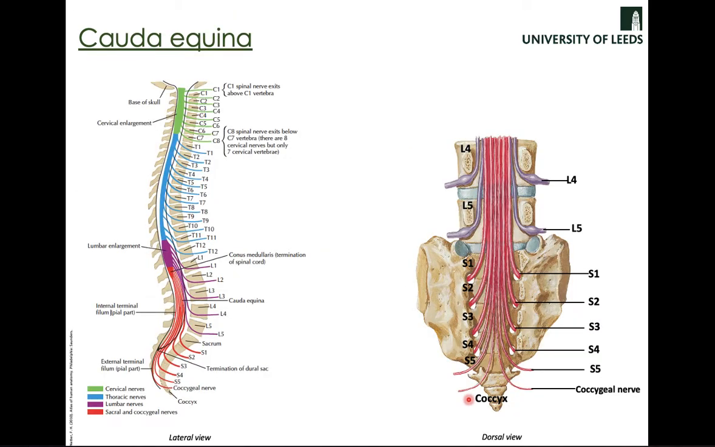So here we have another view of that cauda equina. We can see that it's really those lower lumbar, sacral and coccygeal nerves that travel through that cauda equina, traveling through that lumbar cistern to reach below their corresponding vertebrae. We can see that as well in this dorsal view. And it is thanks to this cauda equina that we can perform procedures such as the lumbar puncture.